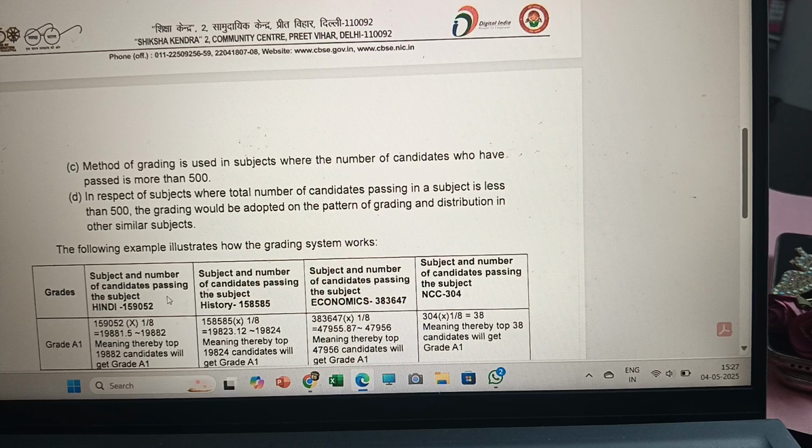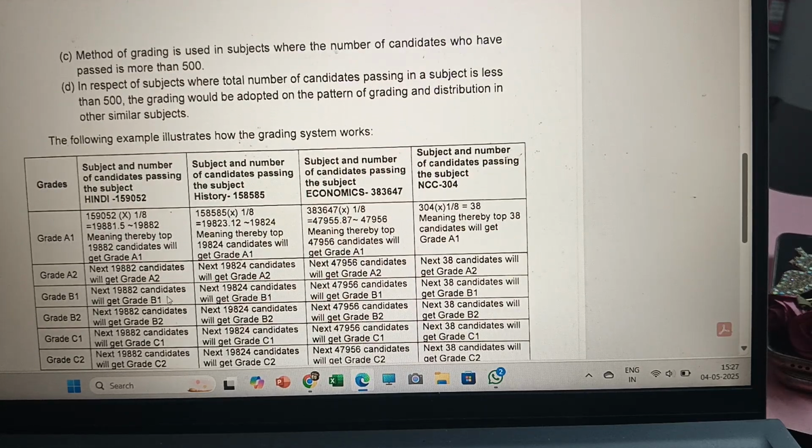In respect of subjects where the total number of candidates passing in a subject is less than 500, the grading would be adopted on the pattern of grading and distribution in other similar subjects. Then the following examples illustrate how the grading system works.